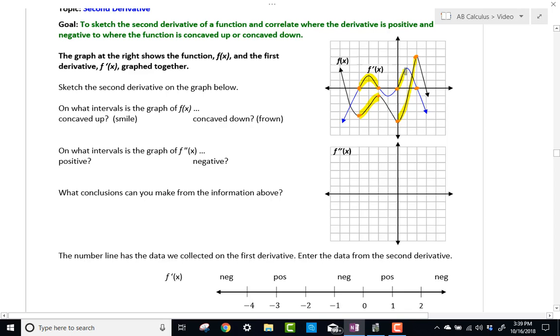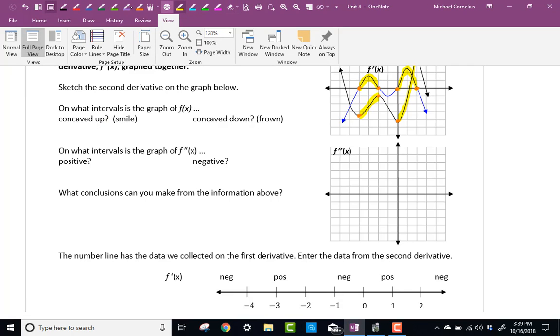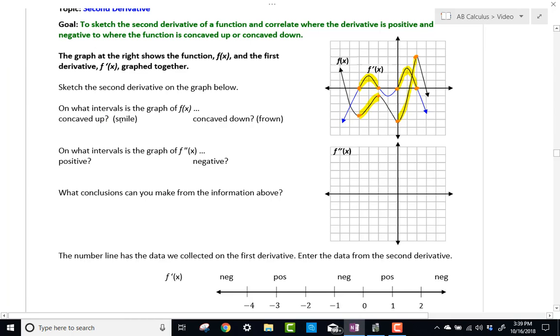My derivative from here to here is positive. All right? So it says on what intervals is the graph of f of x concave up? So concave up means smiling. Now, if we look at f of x, it is definitely smiling in this area over here. But where does it stop smiling? Because down over here, it's starting to frown now.